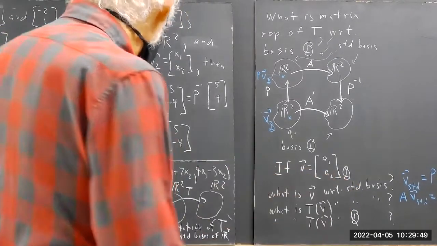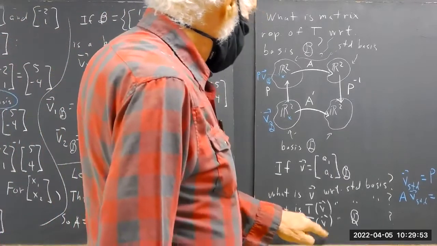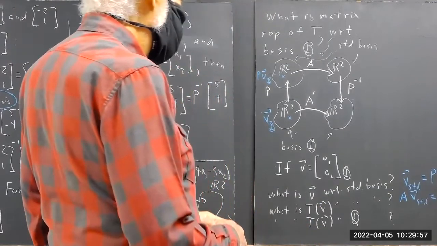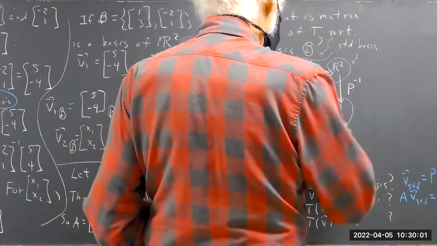Okay, well, now, what are we? We want to get T of B with respect to B. Okay, well, that's over here.